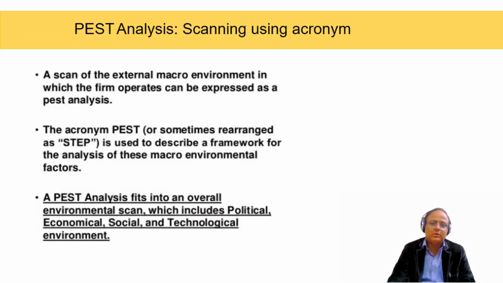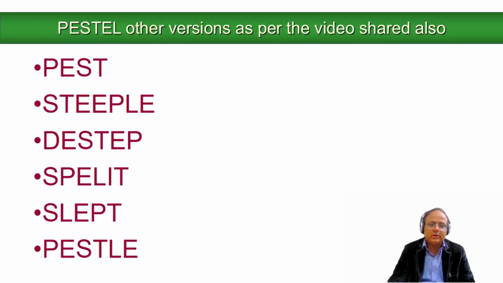So let us scan this acronym. This is a scan of the external macro environment in which the firm operates and can be expressed as PESTLE analysis. So, this is used to describe the framework, and this fits into the overall environmental scan that includes political, economic, socio-cultural, and technological environment. There are other versions I would like to share in this video: PEST, STEEPLE, DESTEP, PESTLED, SLEPT, PESTLE. However, we are focusing upon PESTLE only as of now.